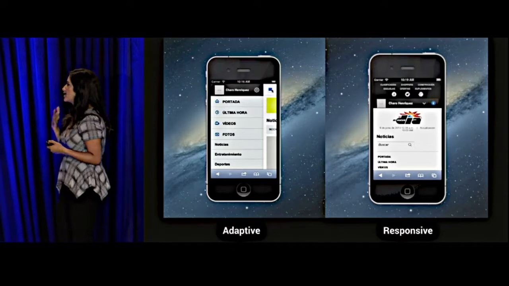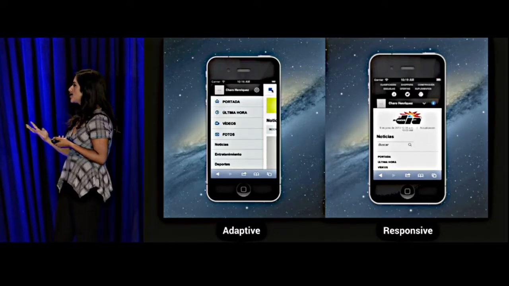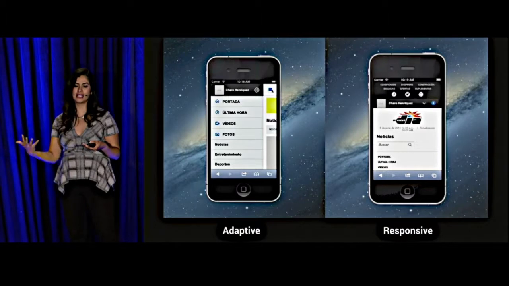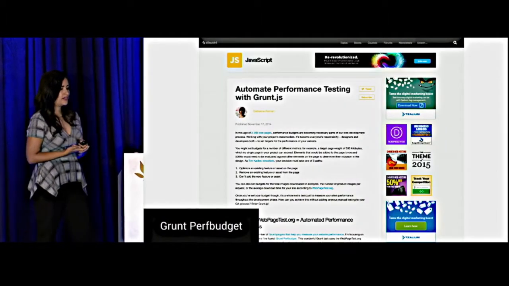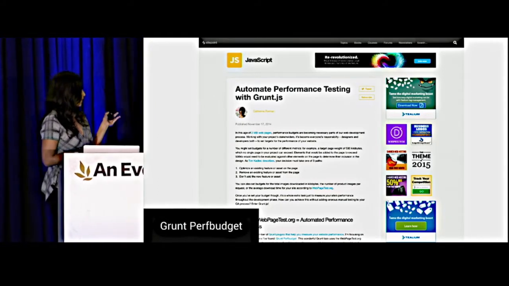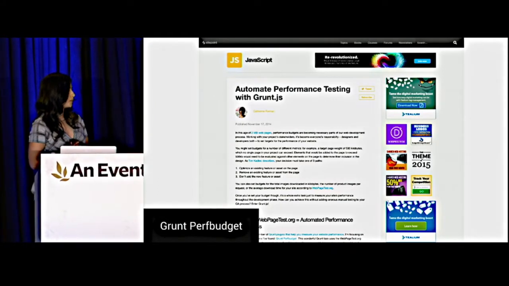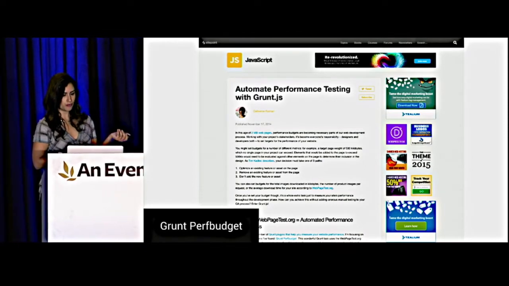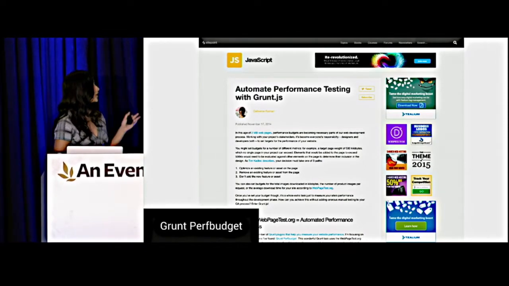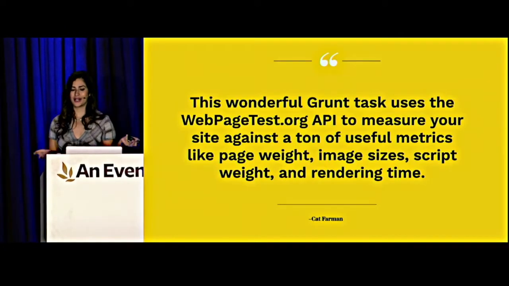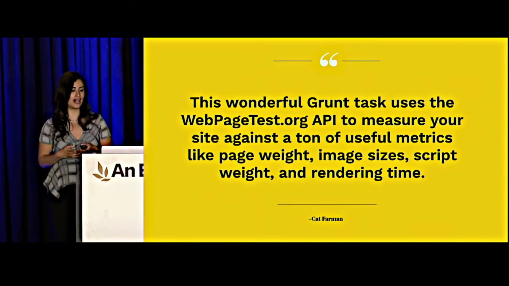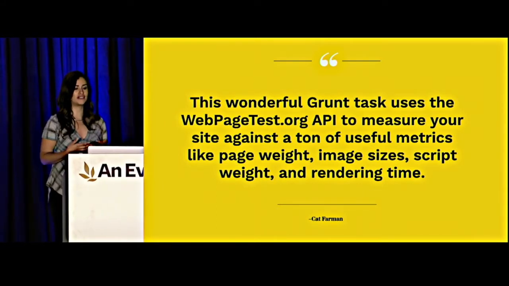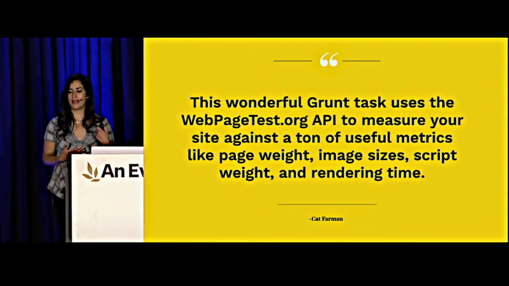So we took a look at the way that the navigation would work, if it was adaptive versus responsive. And we were able to start testing that. And something that my dev team found valuable was working with this plugin called Grunt Perf Budget. This is an article from one of my former coworkers about how she used it. But what it does is it lets you use the WebPageTest API to measure your site against a ton of different metrics, like page weight or image sizes or rendering time.